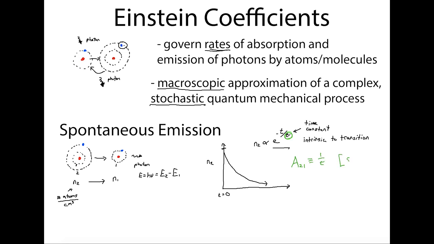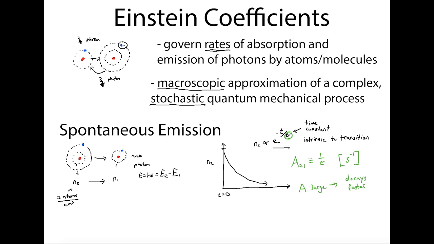It has units of inverse time, so seconds to the minus 1, and it controls how easily an atom drops down into the de-excited state. So if A is large, our exponential decay is steeper, which means it decays faster. Another way of saying that is it has a shorter half-life.